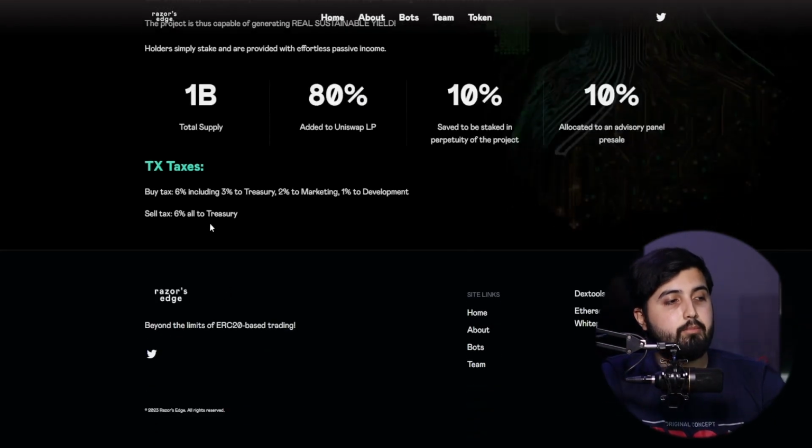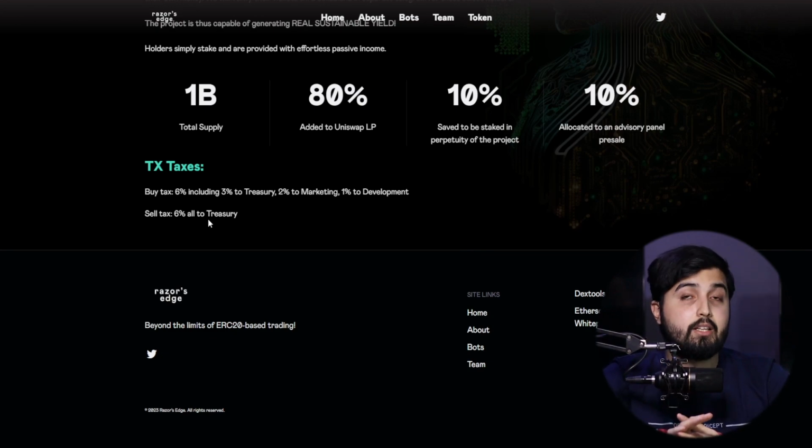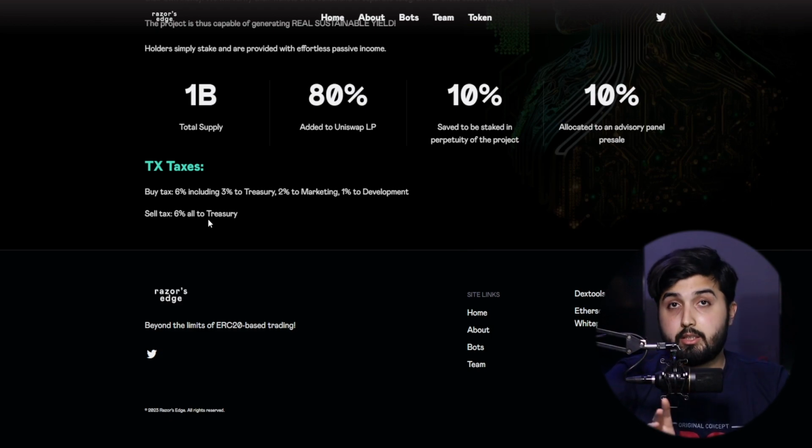Now here's how the transaction tax is distributed. When we buy the token, we have a 6% tax, which includes 3% to the treasury, 2% to marketing, and 1% to development. And if we sell, it is again a 6% tax, but in this case, all the 6% goes to the treasury.